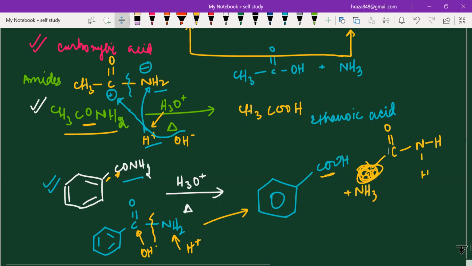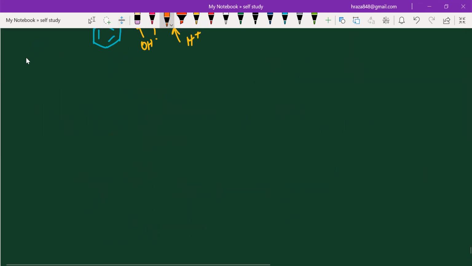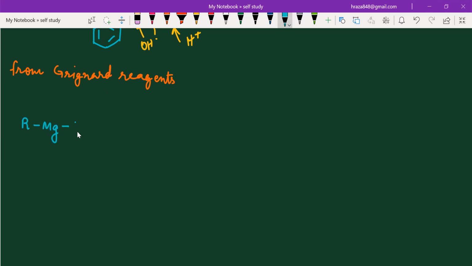Okay, thank you. Now, the next preparation comes from nitriles we just did, now from Grignard reagents. If you are going to do it from Grignard reagents, you are going to react this Grignard reagent with CO2, and you know CO2 is like this, the structure is linear, in the presence of dry ether. Since Grignard reagent is highly reactive, we do this reaction in the presence of dry ether.